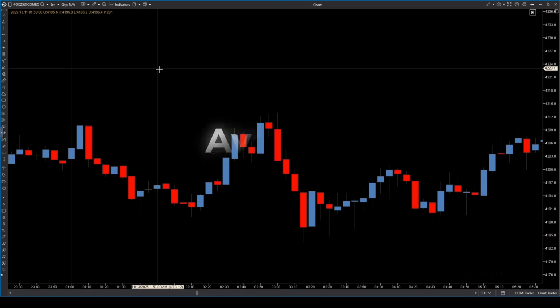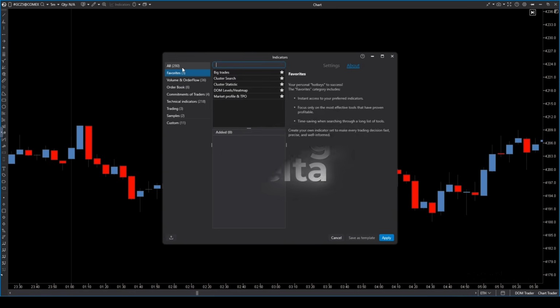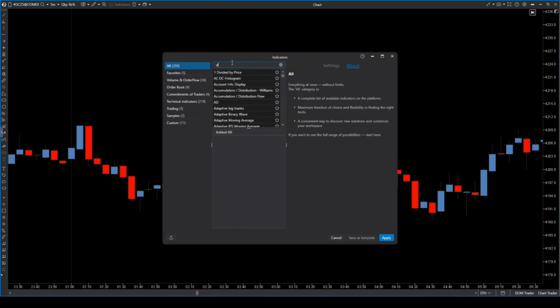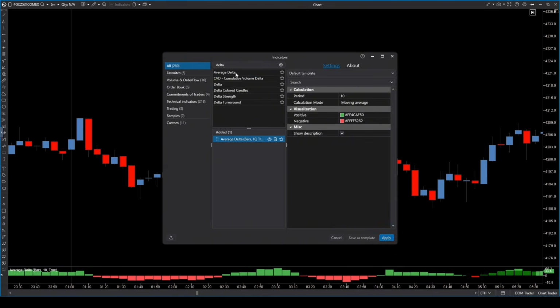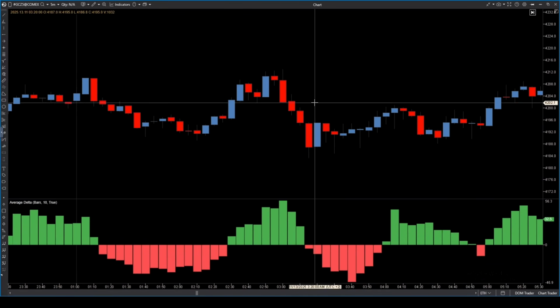Second place goes to average delta. Why is it in second place? Average delta is a good filter for assessing trend strength and spotting divergences. It filters out market noise and shows who is systematically dominating at the moment, buyers or sellers.